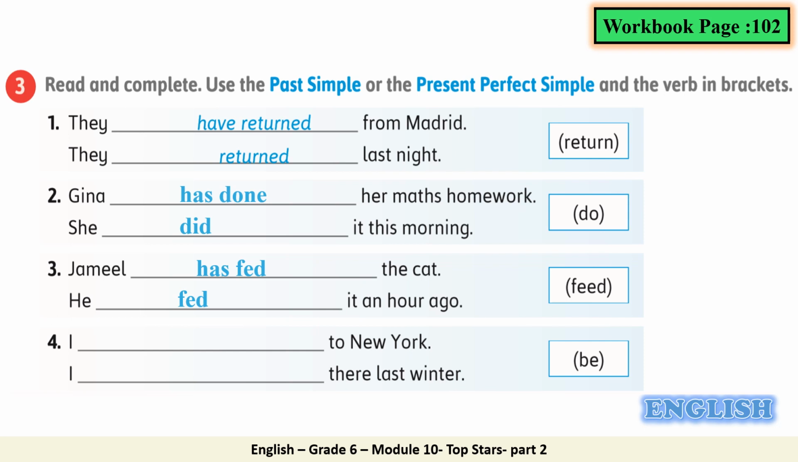And number 4, I to New York. I have been to New York. Yes. And I blank there last winter. The time expression last winter refers to past simple. Very good. So the correct form of be in the past simple is was with I. Very good. I was there last winter.